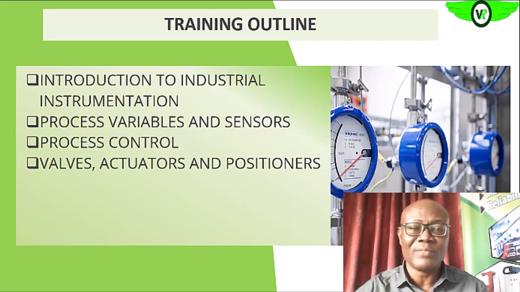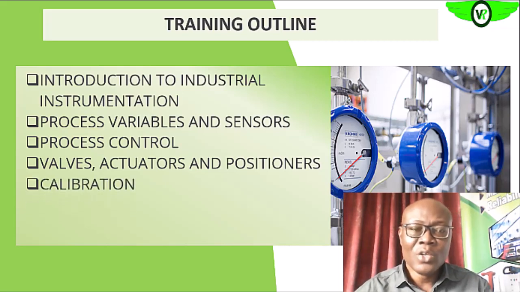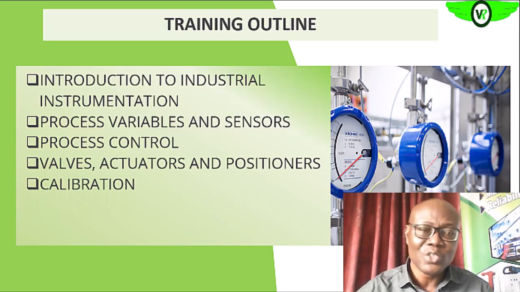Remember we have discussed process variables and sensors, which are actually a component in the process instrumentation. So the final control element, valves, we are going to look at them, and the accessories on valves, the actuators and the positioners. We are also going to discuss them in detail under that section, valve actuators and positioners.